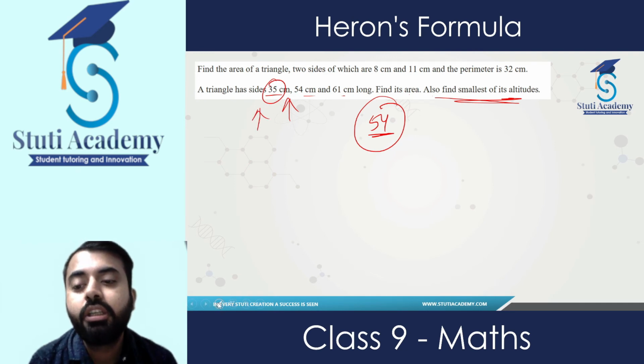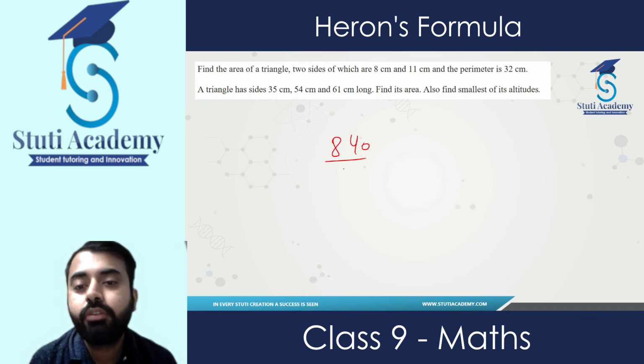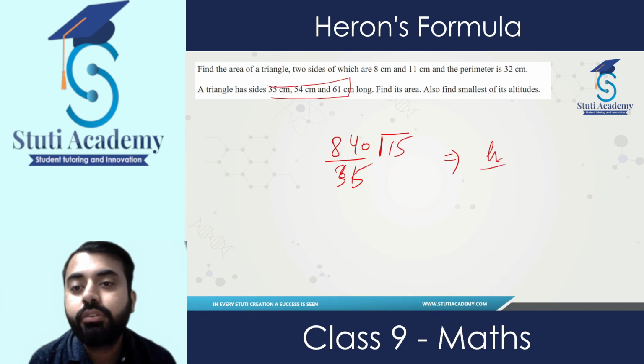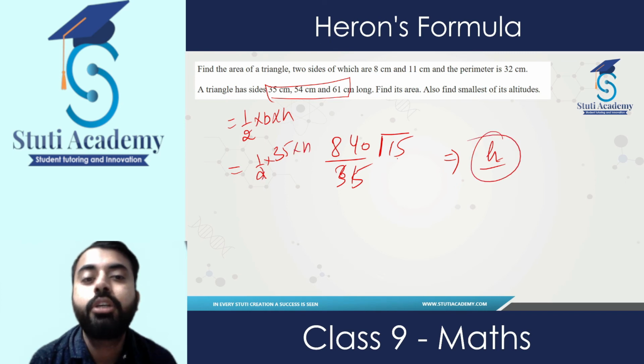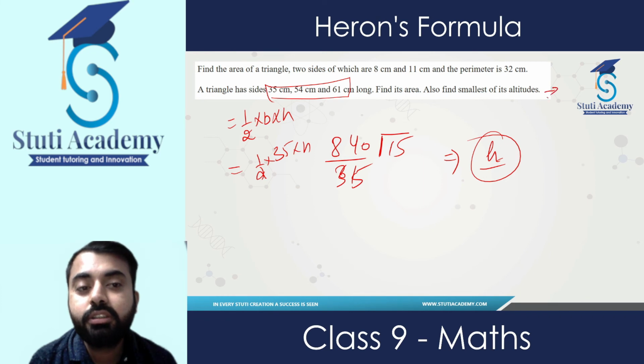It is pretty easy. In my previous question, actually, we had this 840 over 61 root 15, I guess. So now what we are going to do is 840 divided by 35, and all this will give you the height. Firstly, you will use Heron's formula to calculate its area. Then put it equal to half into base into height, where base will be 35. So half into 35 into height. Do that. Whatever you get, that will be your height. Since we have already done this sum, I'm not going to do it again.